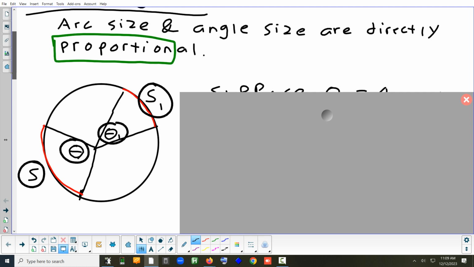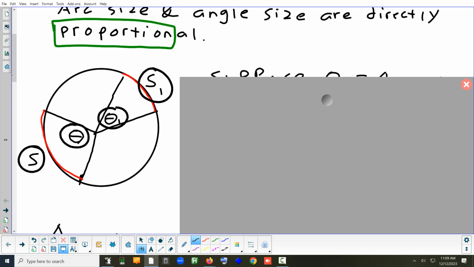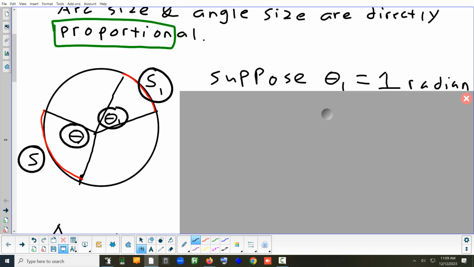Okay, and I'm going to give you a hint, and it's going to tie in with what we did yesterday. Now, you don't have to suppose that it's 1 radian, just like you didn't have to tell me that 1 foot is 12 inches. You could have said 3 feet is 36. But if we use a 1, it's the simplest way to do it.